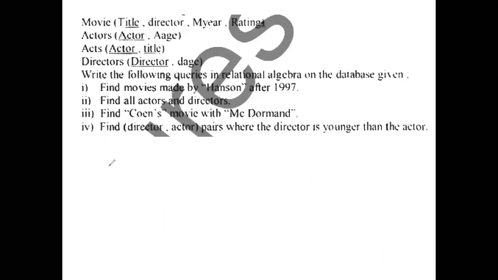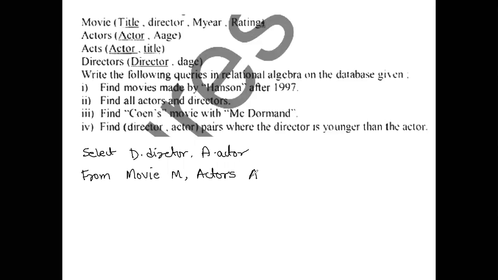Okay, so let us quickly write that particular query. So select, we need a director, so that is D dot director, and actor we need, so A dot actor. So that is the select condition. So from, we need all the four tables. So movie, let us call it M, then actor, let us call it A, then acts table, let us call it AC, and then directors table, let us call it D.